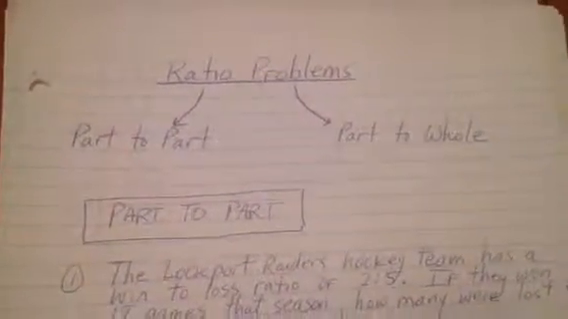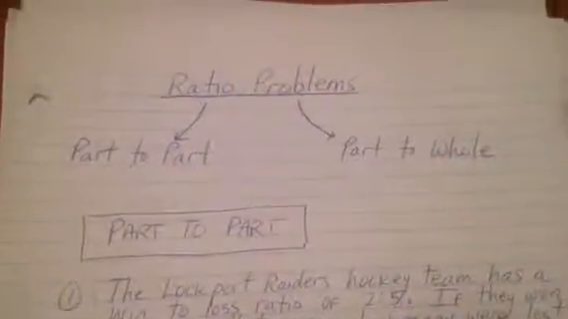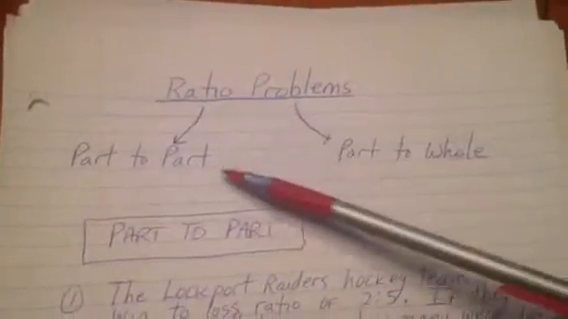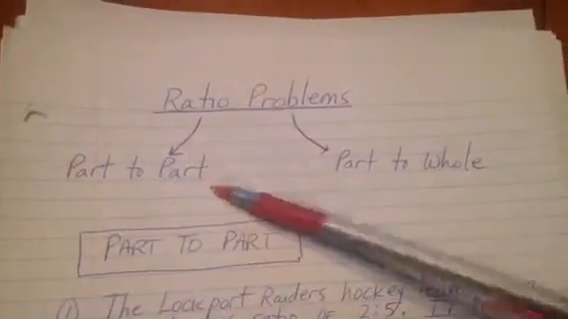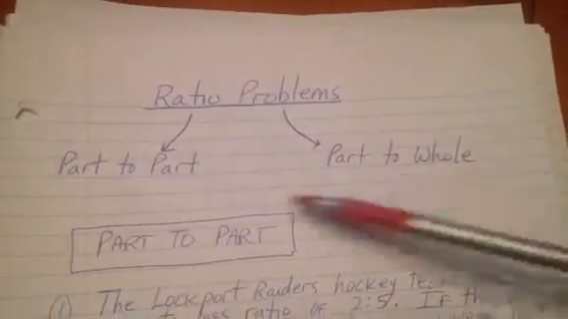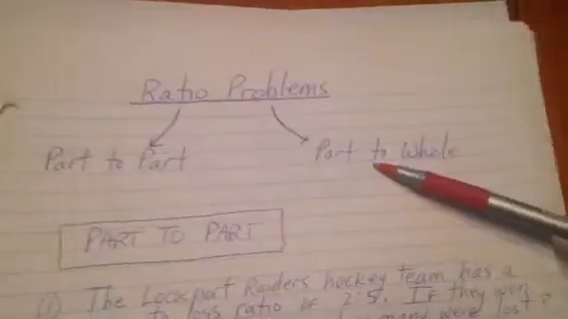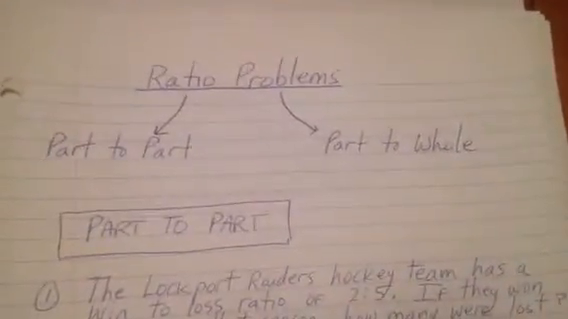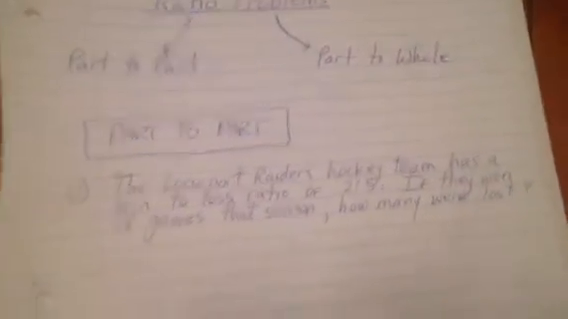And again, there are two types, and you have to really get good at recognizing the two. So the first type is called a part-to-part ratio problem, and the other is a part-to-whole. The questions aren't going to say that. You just kind of have to know. So here's some examples of part-to-part problems.